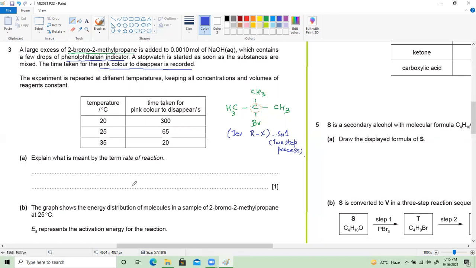Explain what is meant by the term rate of the reaction. Yes, this is it, right? Change in amount of reactants or products per second. So it is the change in concentration or mass, or you can simply say the amount of a reactant or a product with time. That is for the rate of the reaction.